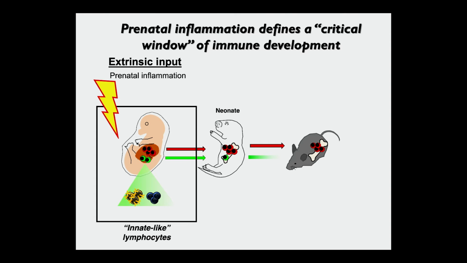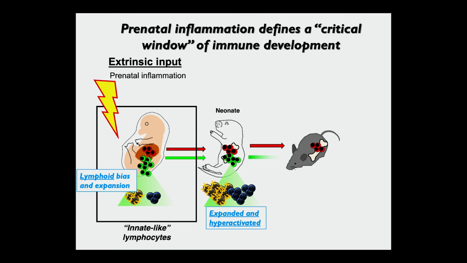Now I've shown you that as a proof of principle, we can induce prenatal inflammation with this stimulus, poly-IC in the mom, and that this results in a lymphoid bias during prenatal development by expanding a lymphoid-biased hematopoietic stem cell and its downstream lymphoid-biased multipotent progenitors. That this results in the expansion and hyperactivation of these innate-like lymphocyte progeny of this developmentally restricted hematopoietic stem cell, and that this has consequences for the adult hematopoietic stem cell compartment in terms of persistent remodeling and the inappropriate persistence of a GFP-positive DRHSC into adulthood.